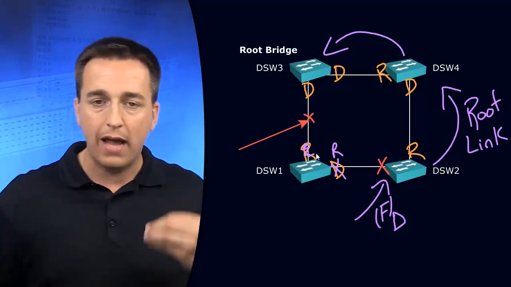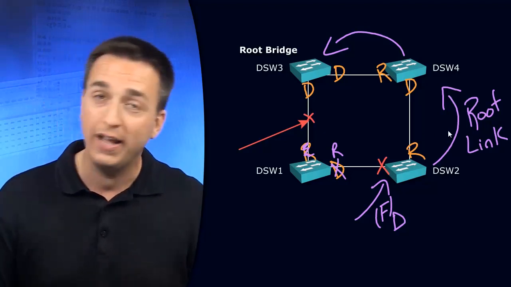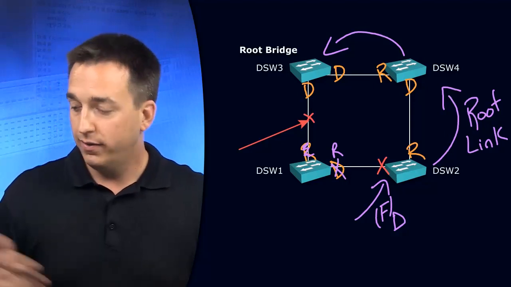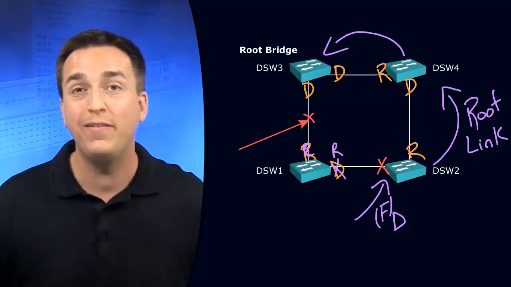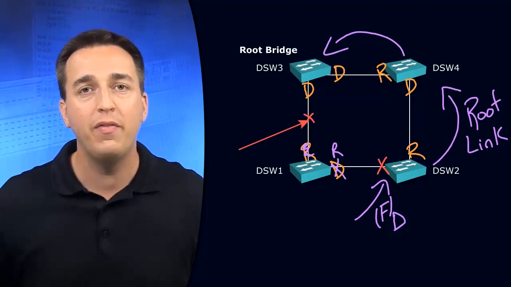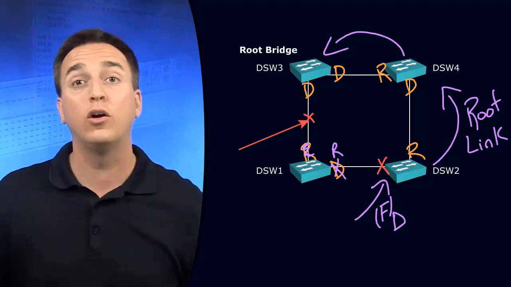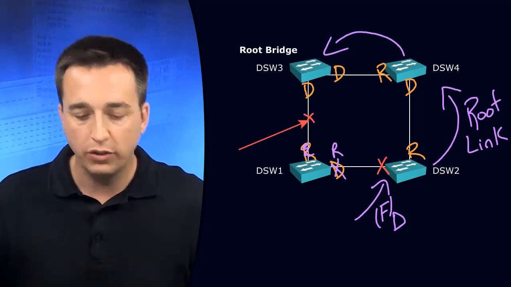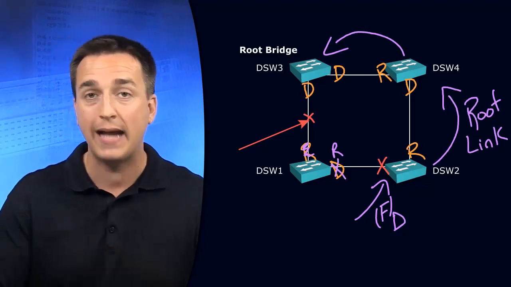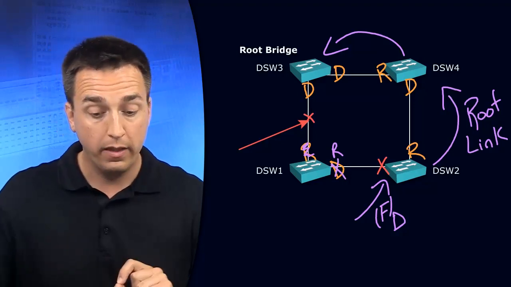But the thing is that the switch DSW2 who sent the root link query is waiting for a reply from the root bridge. If it doesn't receive a reply from the root bridge, then there's a problem. But if it does receive a reply from the root bridge, then everything is fine. And then DSW1 can be informed that this is the best path to get back to that original root bridge. So it's a very important feature when we are using spanning tree protocol and we want to get rid of that max age timer that has to count down when there is an indirect failure.